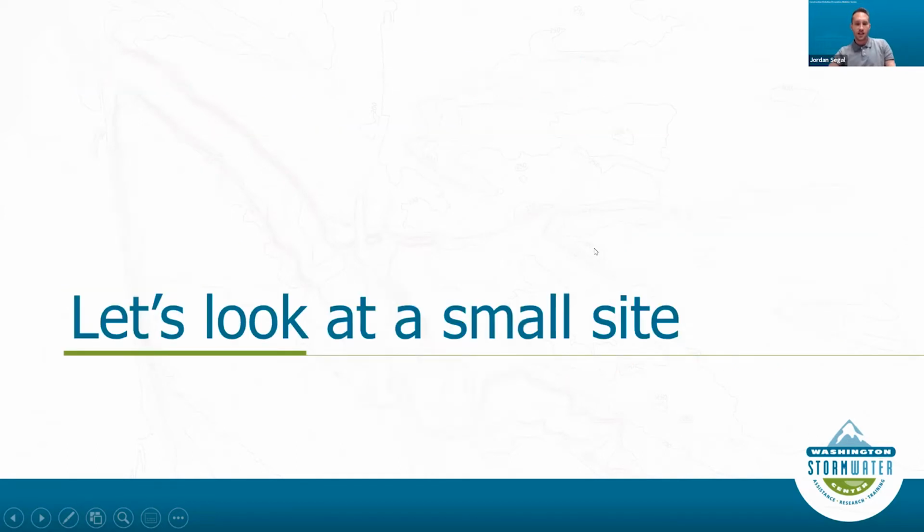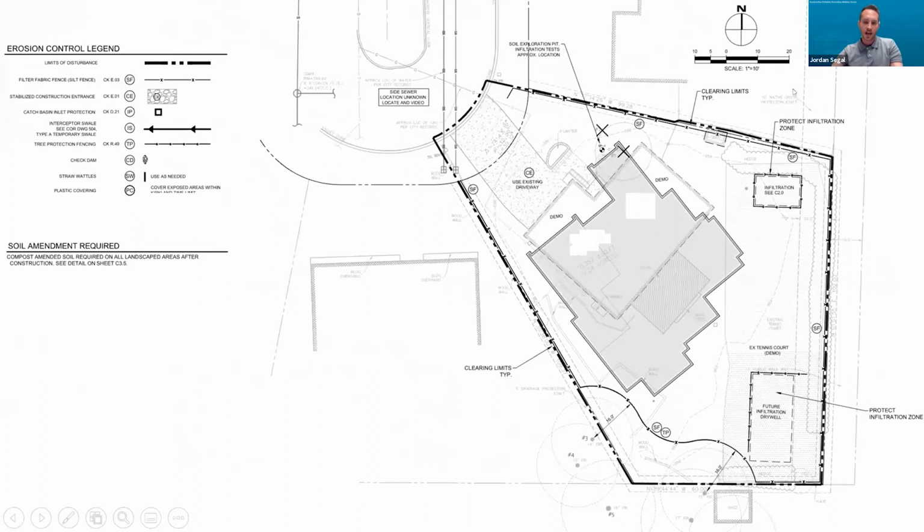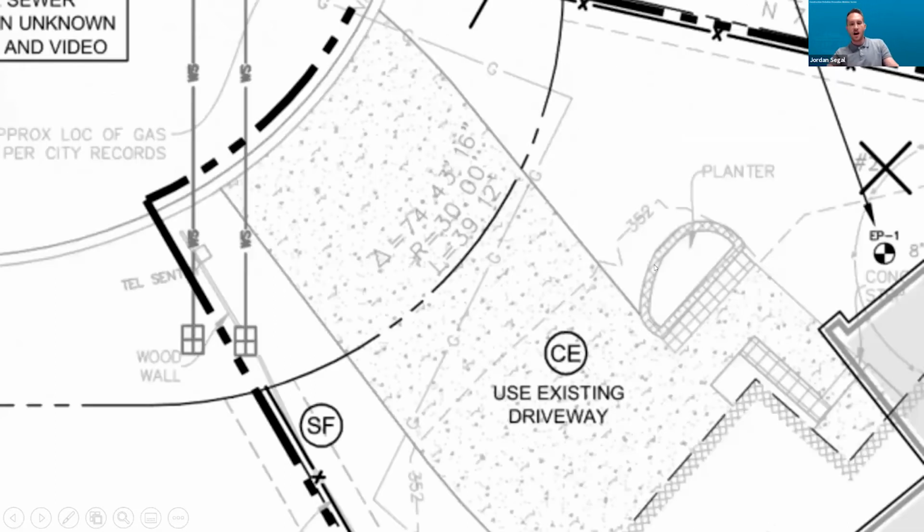So let's just take a look at an example. Let's look at a small site. I scrubbed some sensitive information from this high level view. It looks pretty good. I see some silt fence down here. I see some BMP control for future low impact development to prevent compaction. But there's a couple things I see off.